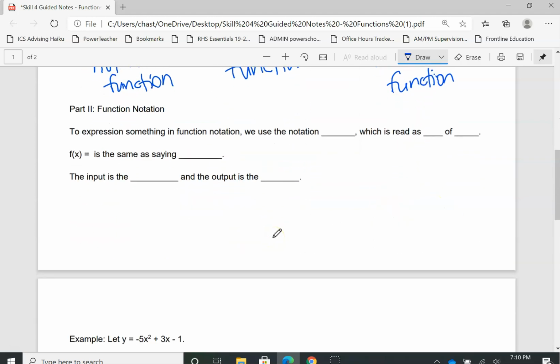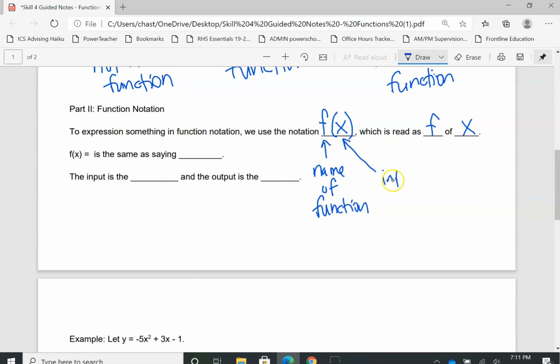All right, so let's get into some of the more algebra with functions. Function notation, we use this notation, which looks like f parentheses x. We read this as f of x. Now keep in mind it doesn't have to just say f. This is just the name of the function, so it could be called any letter.